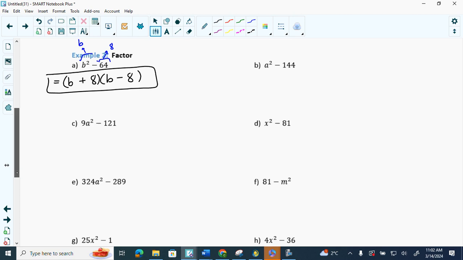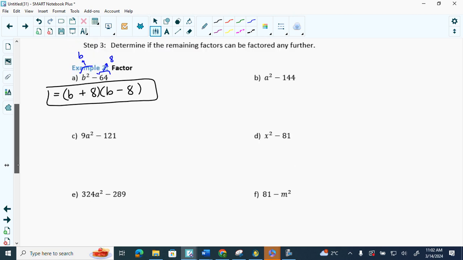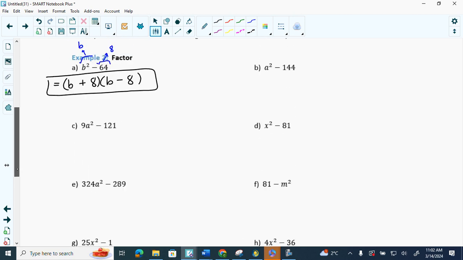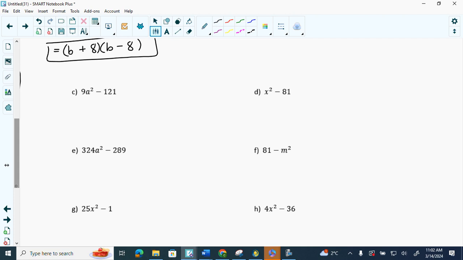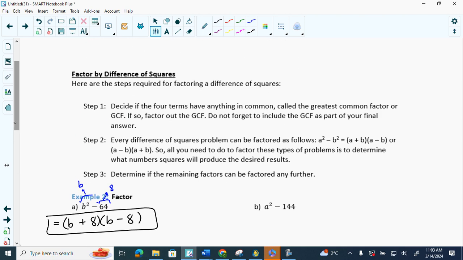Okay, you guys try these out. If they're not perfect squares, perhaps a GCF needs to be taken out. Always check for a GCF first. If there's something you can take out, you take it out. Like, for example, this one I can take a 4 out, so I'm going to do that first. I can do 4 and 36, even though they're both perfect squares. Try this out.